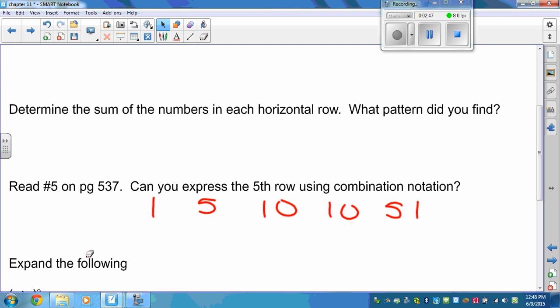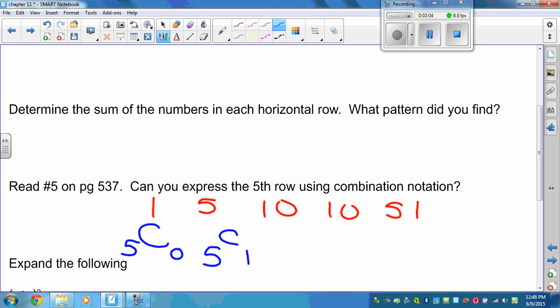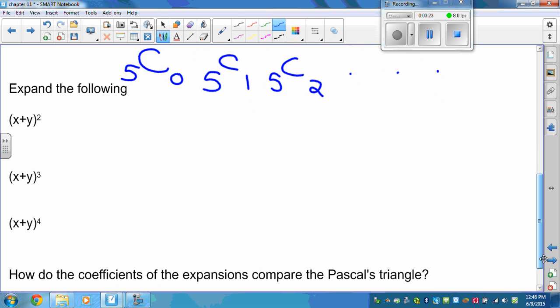Okay, next question, it asks us to read number 5 on page 537. I've already written this row. It says we need to express using combinations. I'll give you a hint of what this starts. 1 is the same as 5C0. 5 is the same as 5C1. 10 is the same as 5C2. So how do you think we could express the rest of these rows? And that's what we're going to notice here, is this Pascal's triangle has the same patterns that we see as combinations.